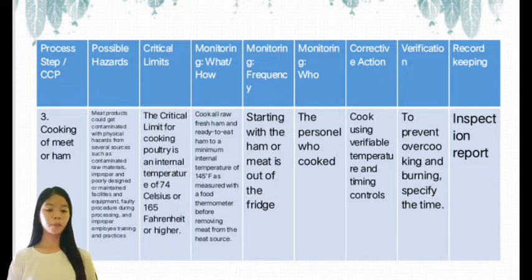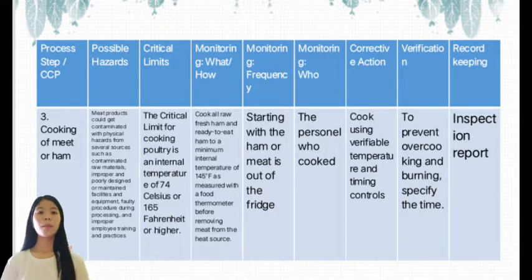Monitoring what or how: cook all raw fresh ham and ready-to-eat ham to a minimum internal temperature of 145 degrees Fahrenheit as measured with a food thermometer before removing meat from the heat source. Monitoring frequency: starting when the ham or meat is out of the fridge. Monitoring who: the personnel who cook. Corrective action: cook using verifiable temperature and timing controls. Verification: to prevent overcooking and burning, specify the time. Record keeping: inspection report.